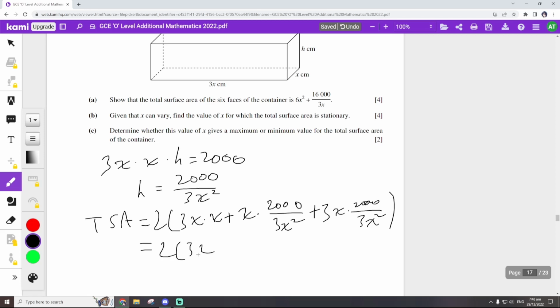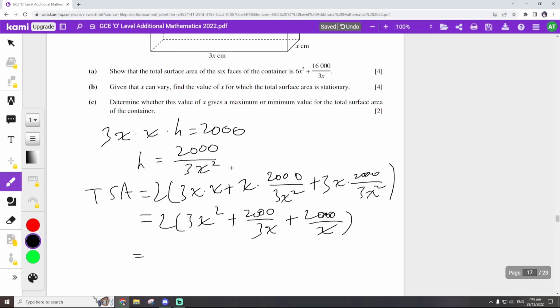So if I simplify, 3x squared plus 2000 over 3x plus 2000 over x. If I factor out the 2000, I get 1/3 plus 1, which is 4/3. So you get 8000 over 3x. So you get 3x squared plus 8000 over 3x, which is 6x squared plus 16,000 over 3x.